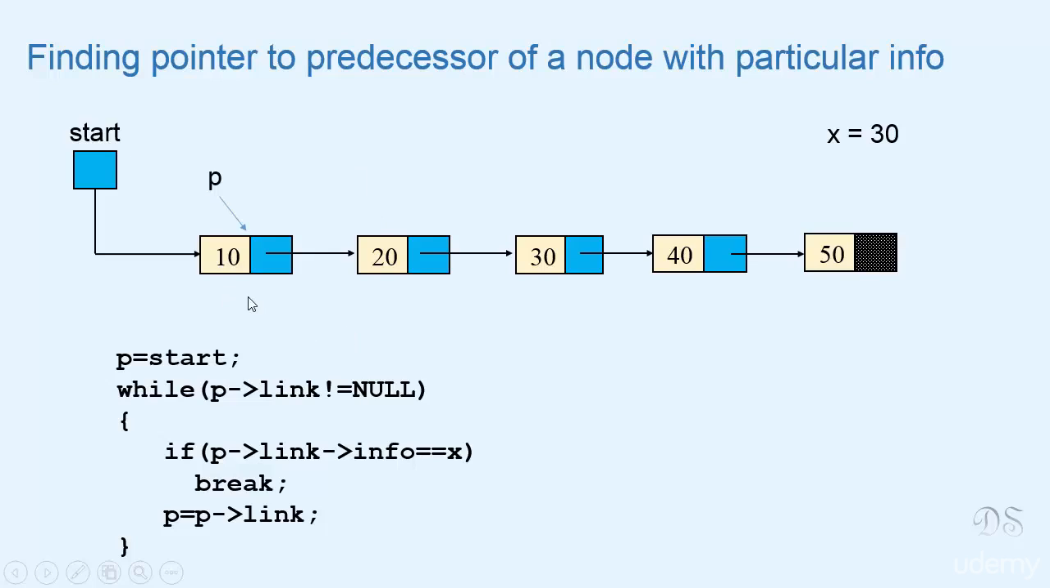Now initially p is start, p link is not null, so we check p link info. P link info is 20 and it is not equal to x, so break is not executed, p is moved forward. Now p link is not null, we check p link info. P link info is 30 and it is equal to x, so this break is executed and this loop is terminated. So we can see that when this loop terminates, p points to the node that is the predecessor of the node that contains value x.